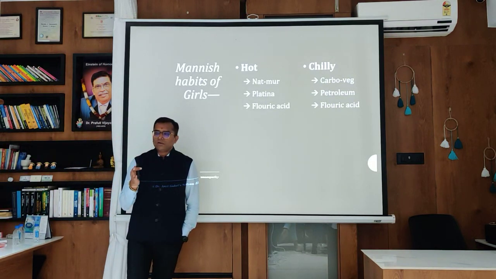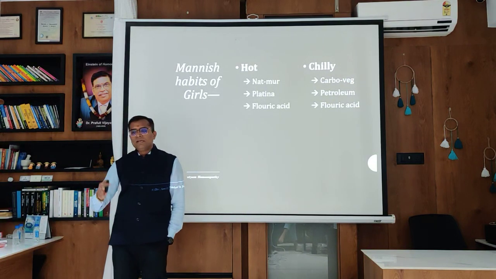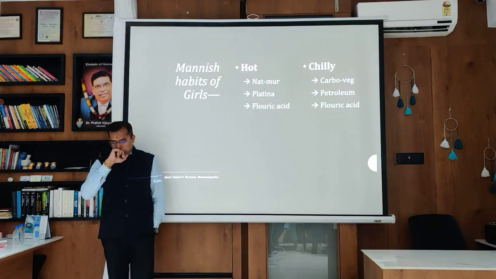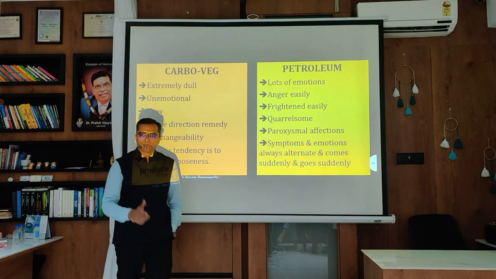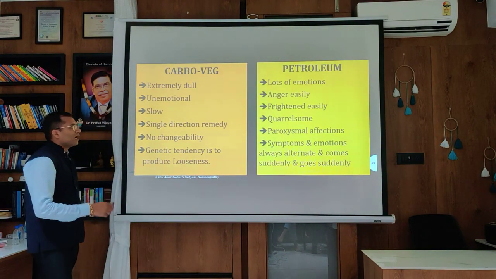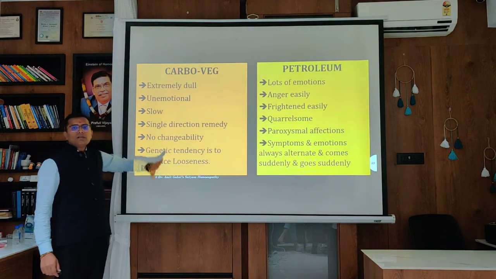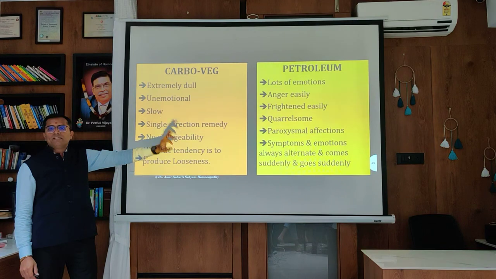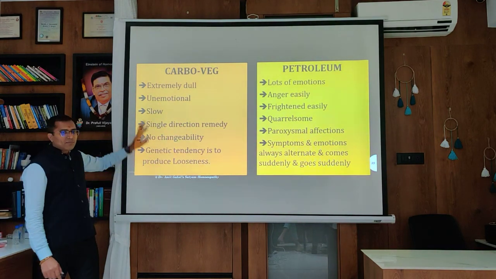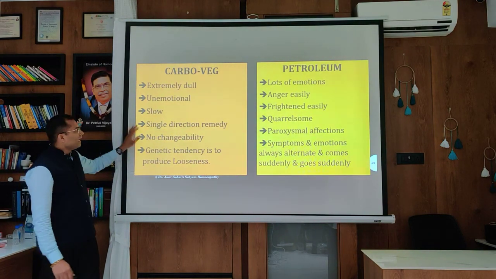When you find a hot remedy, it is Natrum mur, Platina and Fluoric acid. And as a chilly remedy, Carbo veg, Petroleum and Fluoric acid. So what is the difference between Carbo veg and Petroleum? Carbo veg is extremely dull, whereas Petroleum has a lot of emotions. Carbo veg is unemotional; Petroleum has emotion, which is anger, and is very easily angered. Carbo veg is slow, whereas Petroleum is frightened easily. Single direction remedy.